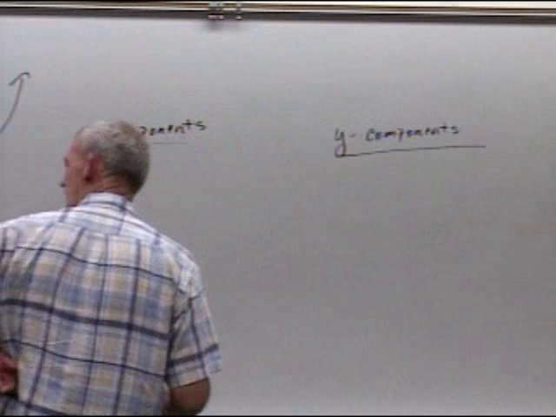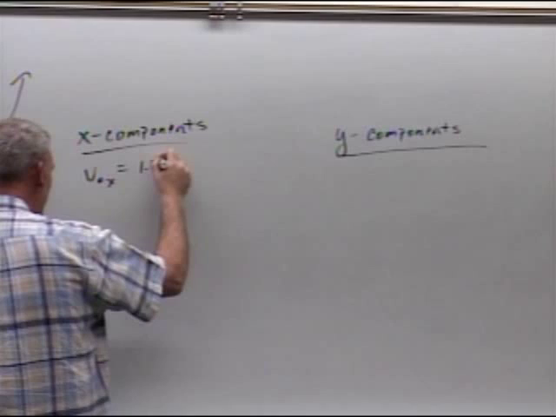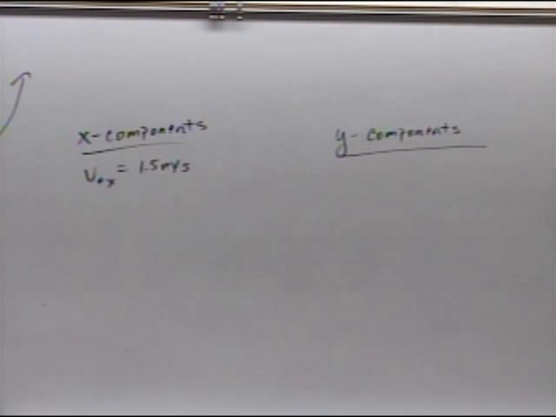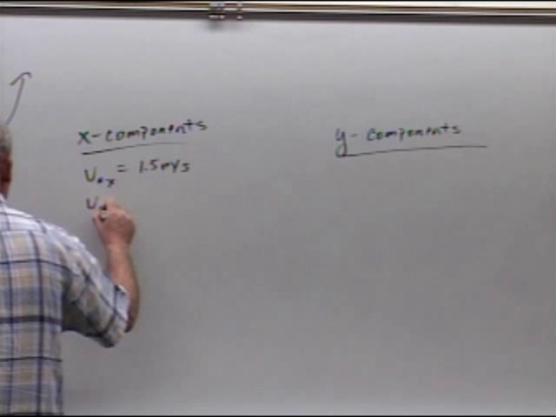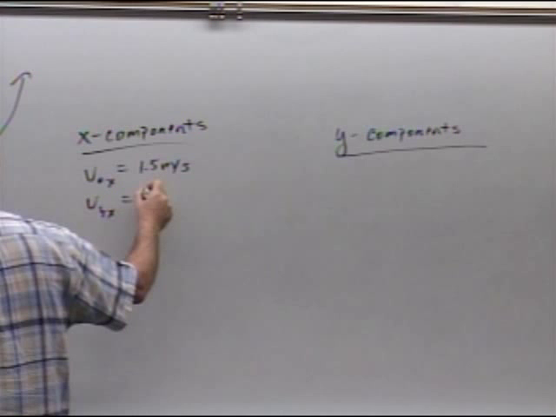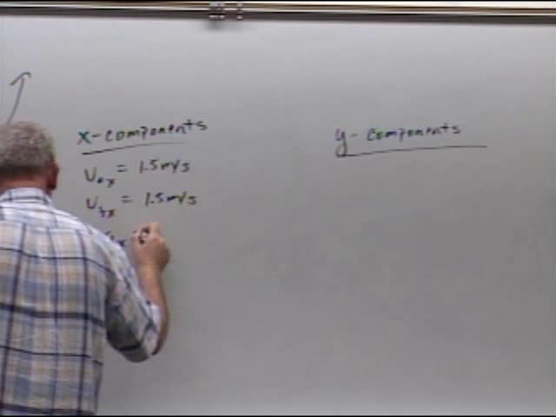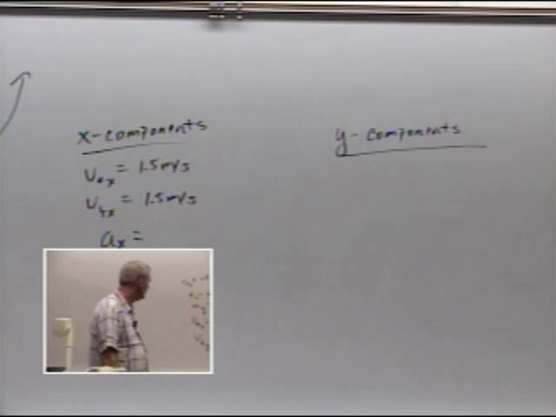Okay, so v naught x is equal to 1.5 meters per second. Based on that big long explanation I just said, what's the v final of x after 3 seconds in the x direction? 1.5, yeah, 1.5 meters per second. Am I getting my things all mixed up? No, we're still good. V final x will be 1.5 meters per second. What's the acceleration in the x direction? 0. Exactly. Acceleration in the x direction is 0.